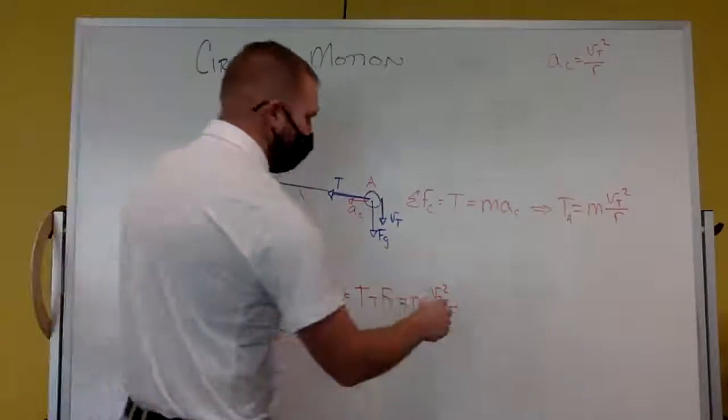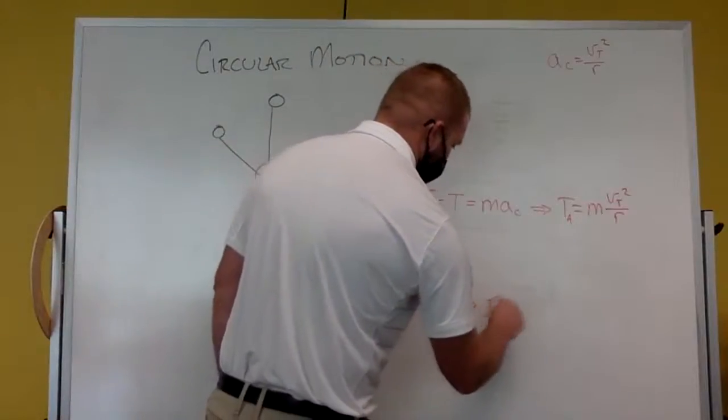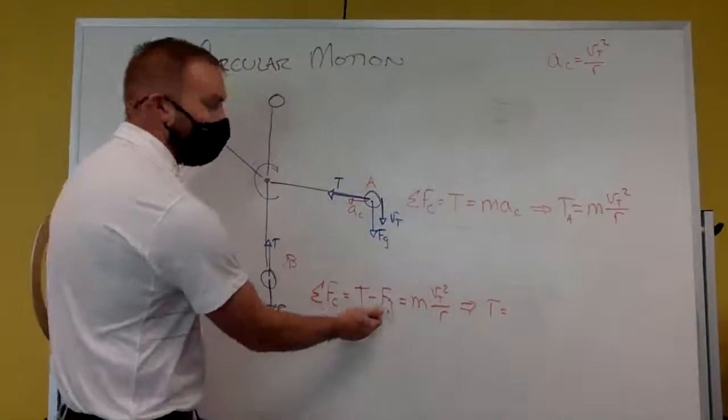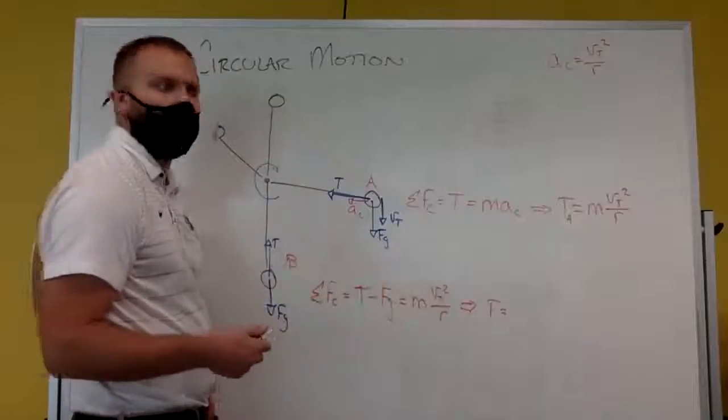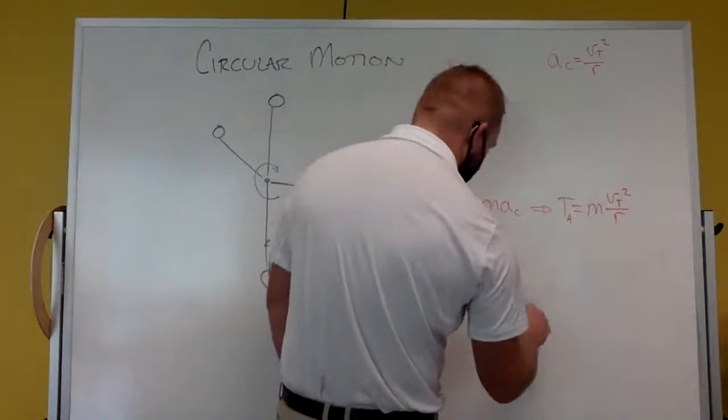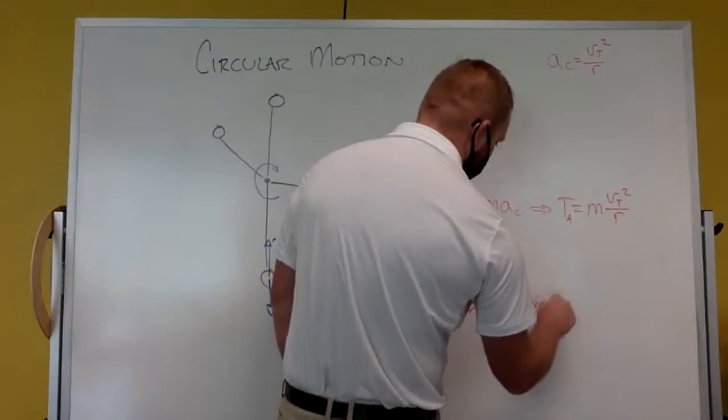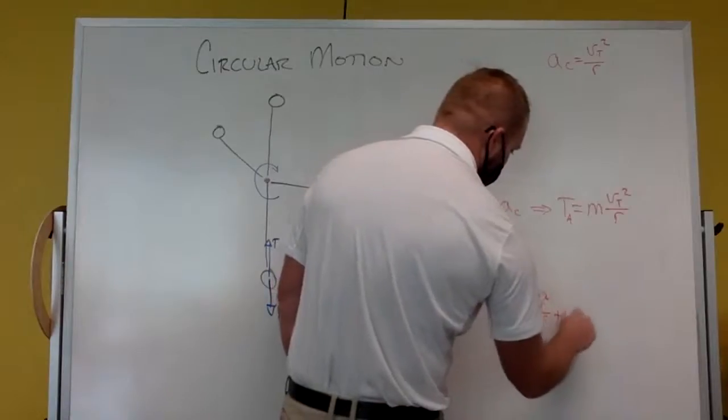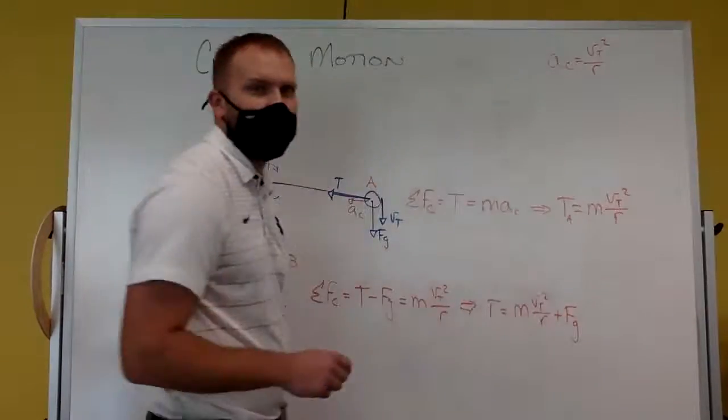So let's just solve for tension then, right? What is tension equal? We need to get gravity to the other side, right? So in this case, the tension is mass times velocity tangential squared over r plus my force of gravity.